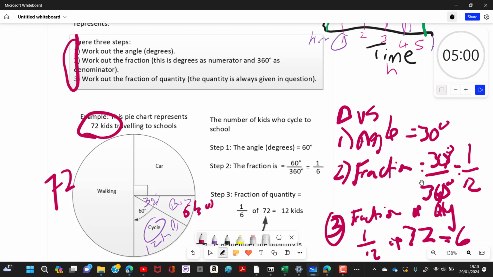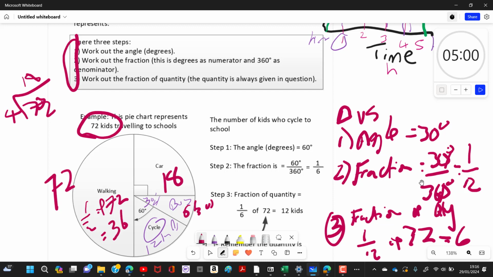Now some of these you can do a shortcut. This fraction is a quarter. So you do a quarter of 72, so 72 divided by 4. How many times does 4 go into 7? 1, remainder 3, then 18. So that's 18. And this is a half. So half of 72 is 36. And that's it. That's the pie chart done.